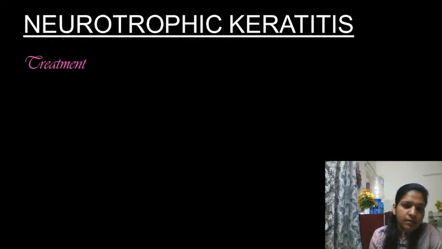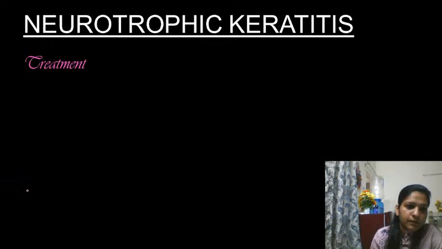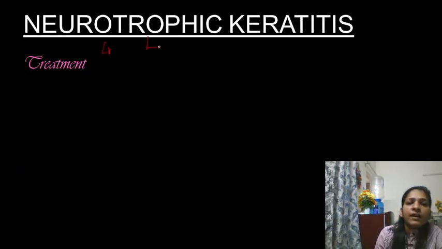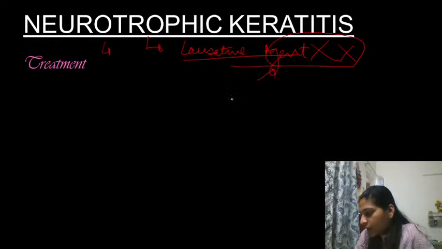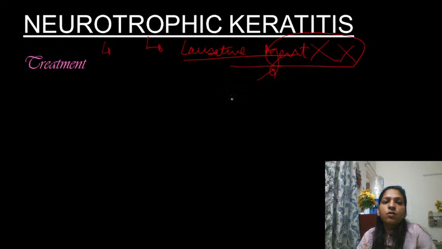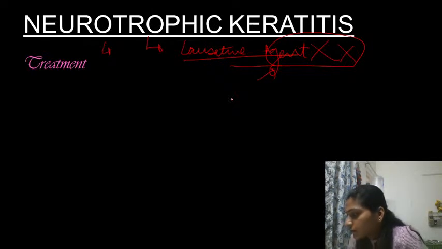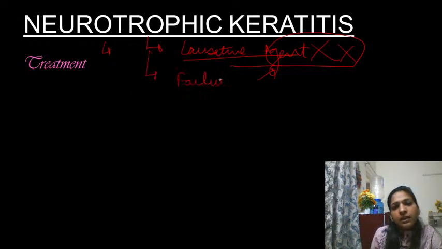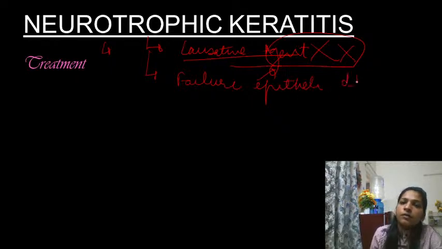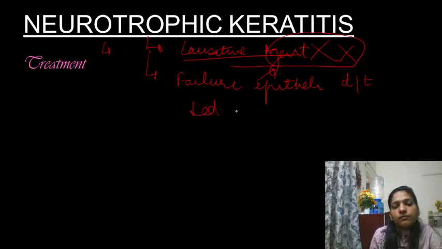Now neurotrophic keratitis. In neurotrophic keratitis there is no causative agent, I will say. There is no causative agent in neurotrophic, so why is there a keratitis? If there is no causative agent, no bacteria, no fungal, no viral, then why does neurotrophic keratitis occur? Can anyone tell me? Why does neurotrophic keratitis occur if there is no causative agent? It is failure of reepithelialization due to decreased corneal sensation.